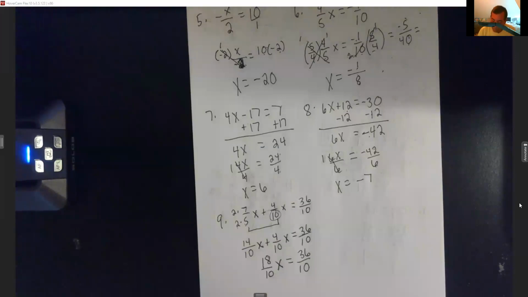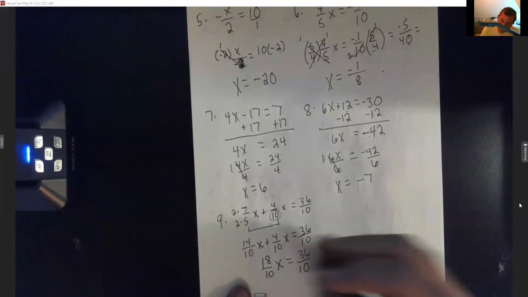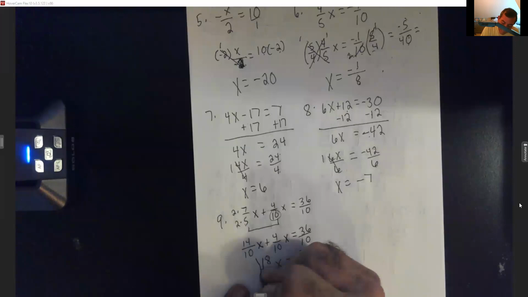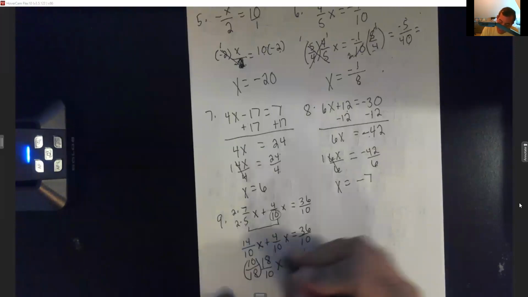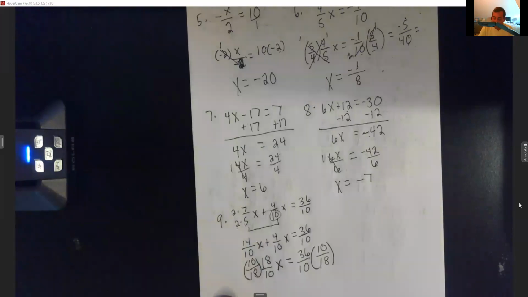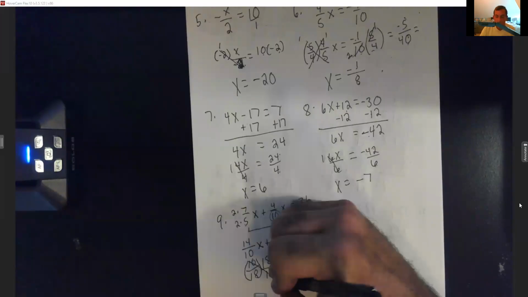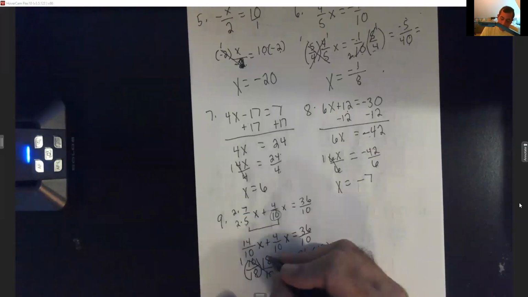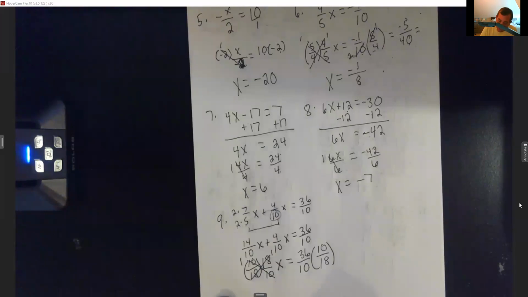All right, so remember, we're focusing on the x. We're technically going to divide both sides by 18 over 10, but once again, we don't divide fractions, we multiply, and we're going to multiply both sides by the reciprocal, which is 10 over 18. So watch these. These 10s cancel, making a 1. The 18s cancel, making a 1. So all that's left is your x.